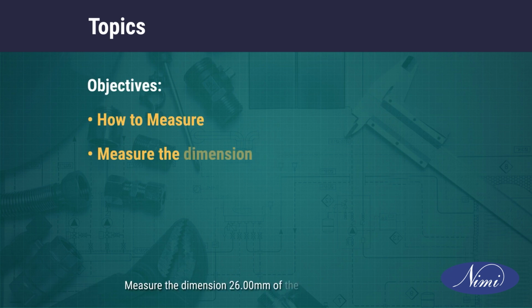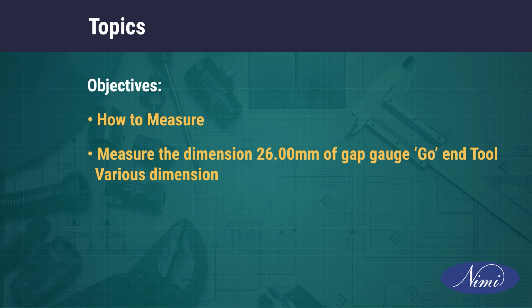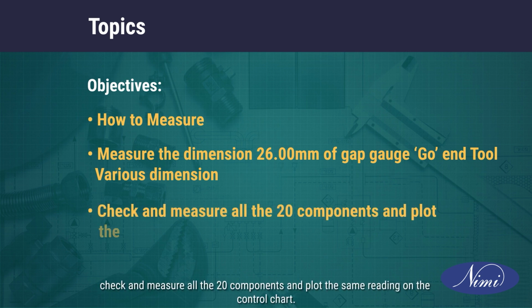Measure the dimension 26.00 mm of gap gauge go end tool. Various dimension. Check and measure all the 20 components and plot the same reading on the control chart.